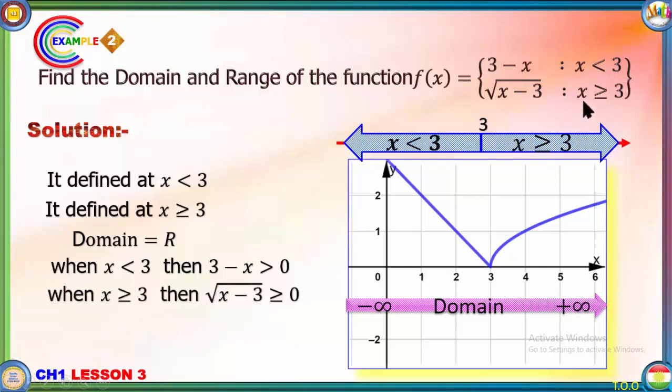And whatever the value of x bigger or equal to 3, the value of square root of x minus 3 is bigger or equal to 0. If you take 3, 3 minus 3 is 0, so it is equal to 0. If you take 4, 4 minus 3 is 1, square root of 1 is 1, and 1 is bigger than 0. Therefore, the range starts from 0 to positive infinity.